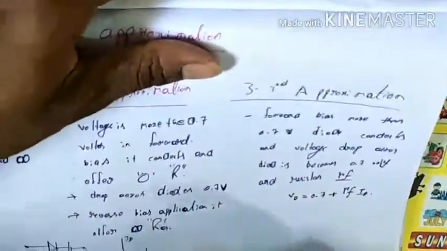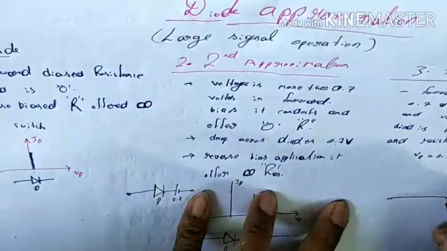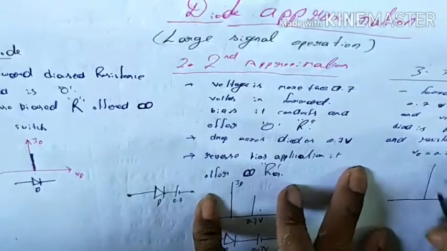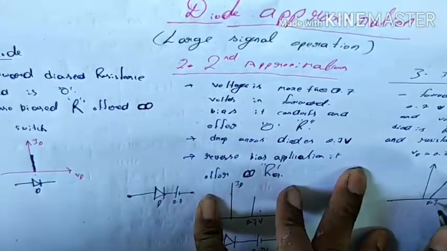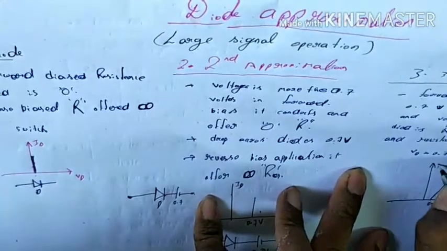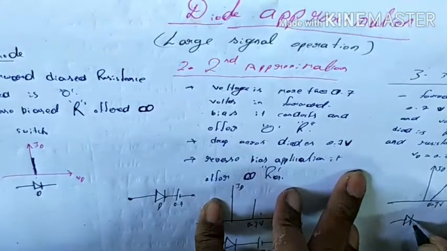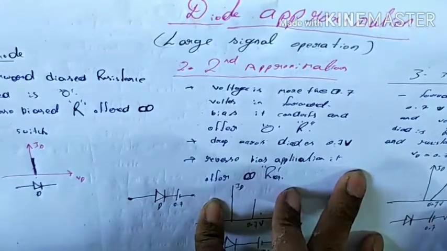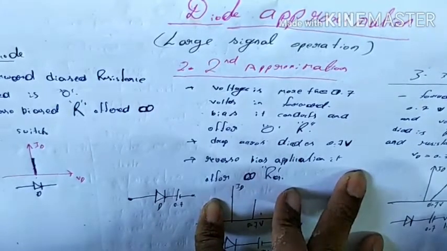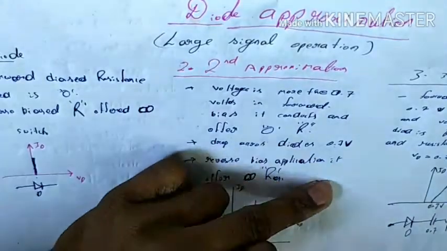See this one. This is VD and this one is ID. A similar diagram: this is 0.7 volts, this is the forward resistance, and this one is the diode.